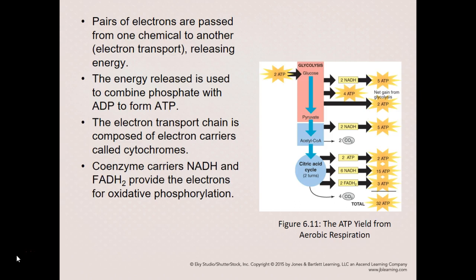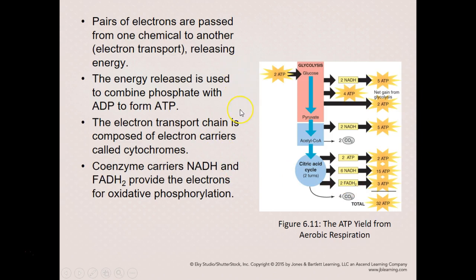So we've produced a ton of coenzyme carriers. In glycolysis, we produce 2 NADH. In transition, we produced 2 NADH. And then in the citric acid cycle, we produce 6 NADH and 2 FADH. So a total of 10 NADH and 2 FADH were produced.